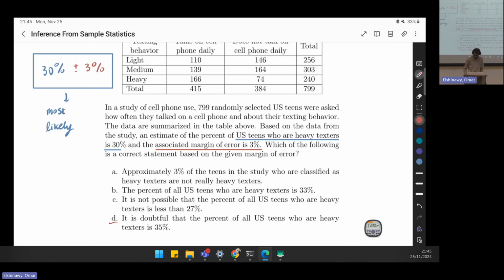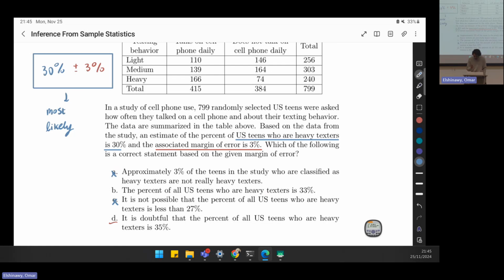Well, let's take a look at why it's not C. So we know it's not A. We know it's not C. But why do we know that it's not B as well? Because it's going to be like 33%. So we don't know for sure.